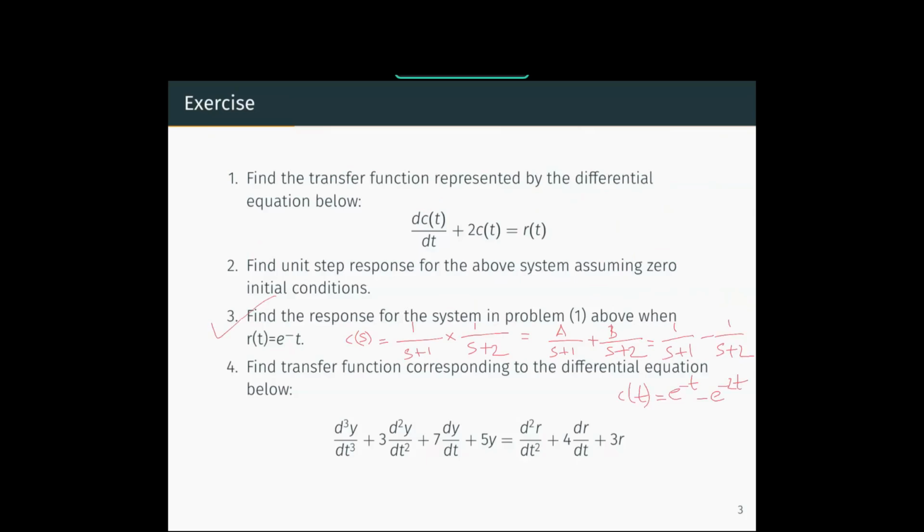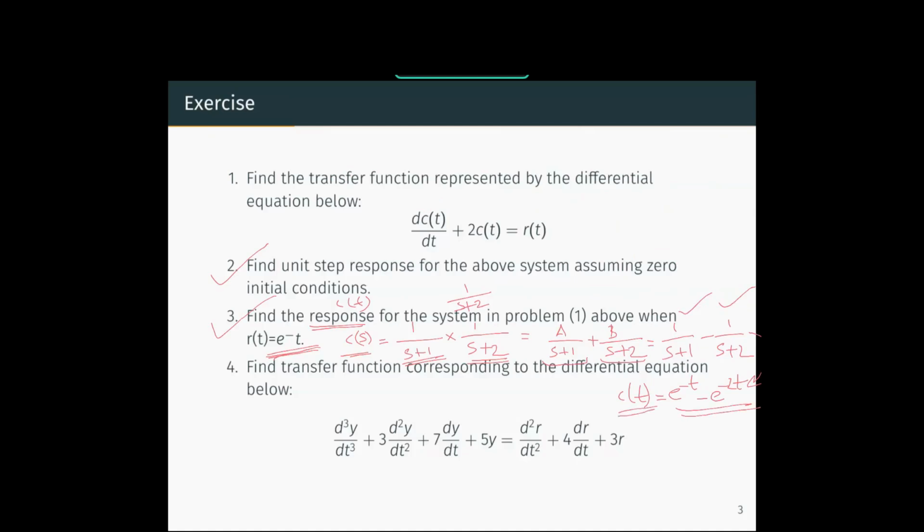In the third problem, similar to the second problem, except that the input we are giving now is e raised to minus t. So we would like to get the response c(t) of the same system, 1 by (s plus 2), when we give r(t) equal to e raised to minus t. Similarly, we can calculate C(s) equal to R(s) into G(s). Using partial fraction expansion, we split it into A by (s plus 1) plus B by (s plus 2). After calculating the values of A and B, we get 1 by (s plus 1) minus 1 by (s plus 2). Taking the inverse Laplace, you will get e raised to minus t minus e raised to minus 2t.